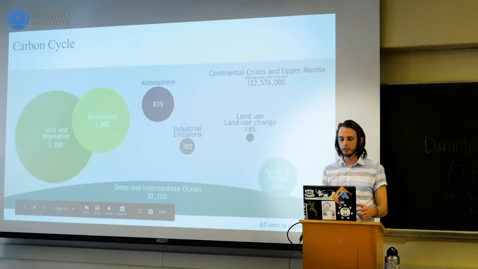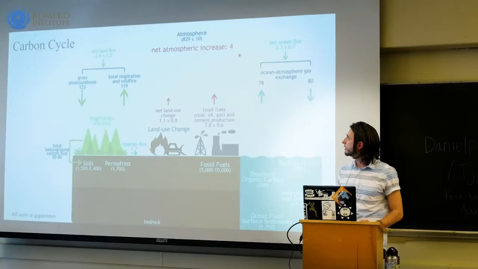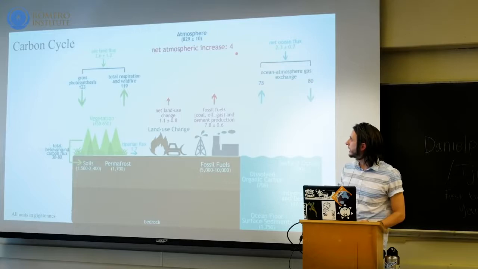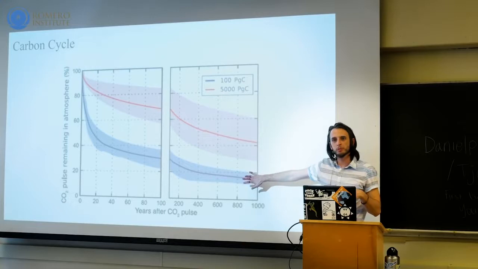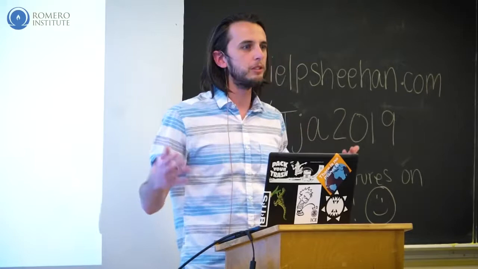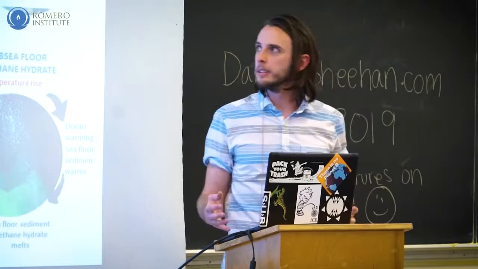And this is kind of showing the same thing again. I'm not going to go super into the weeds, but I did want to point out this net atmospheric increase of carbon, 4 gigatons per year. And if we think back to that pulse graph, if you're putting in 4 gigatons per year, over a certain amount of years, it's not quite the same as the pulse, but you can get a relative idea of how long it's going to take for all of this carbon that we're putting up each year to come out. And that changes things. It changes the carbon cycle.